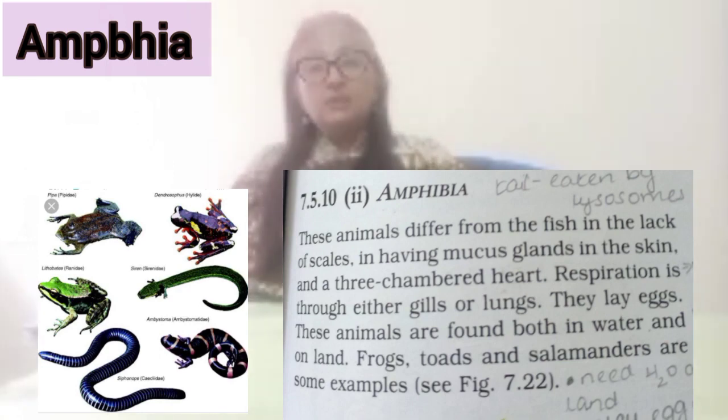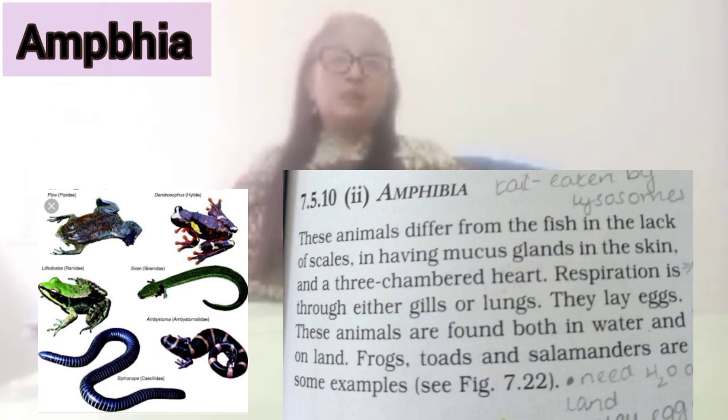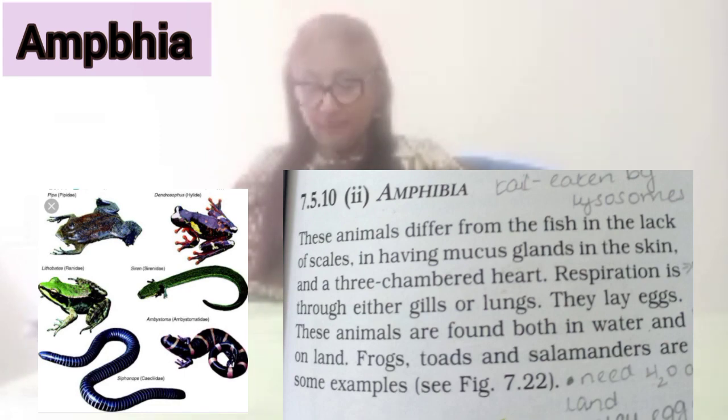Now amphibians, just as I told you, bryophytes are the amphibians of the plant kingdom. Here, this group of animals, that is salamanders, toads, frogs, etc., are coming under the category of amphibians in the animal kingdom.